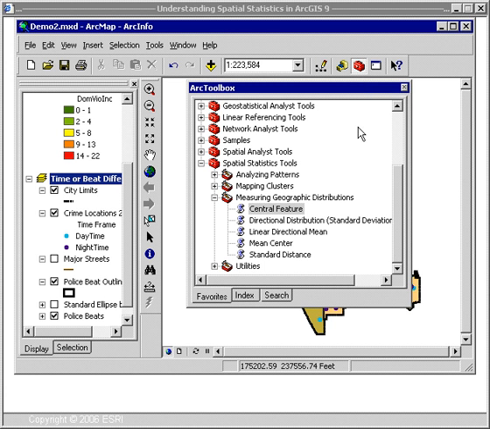And remember, back to the lecture, we talked about two spatial stats tools that help us look at the overall distributions of our features. They were the standard distance and directional distribution standard ellipse tools. The standard distance tool tells us how dispersed our features are around the mean center. The directional distribution standard ellipse tool tells us about the distribution of our features as well as if there's a directional trend or orientation in that distribution. Because we want to know about the orientation of our crimes, we'll use the directional distribution tool.